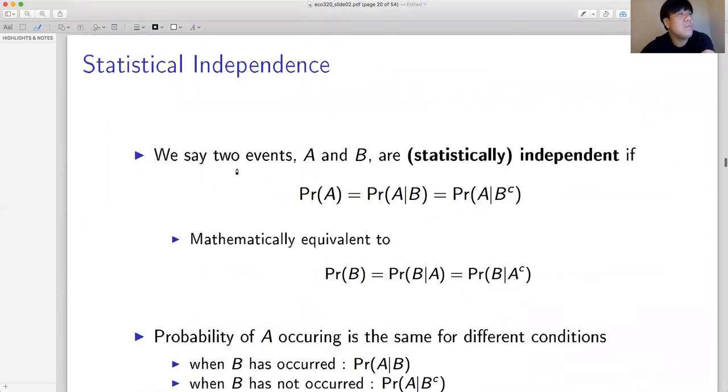So we say event A and B are statistically independent if this is true. That means what? If A and B have nothing to do with each other, it means it's statistically independent. So whether you are conditioning on B or conditioning on B complement or not conditioning on anything, they are the same. That means they are statistically independent.